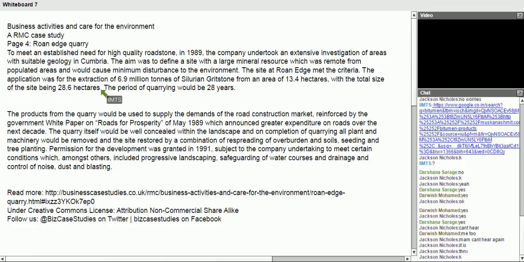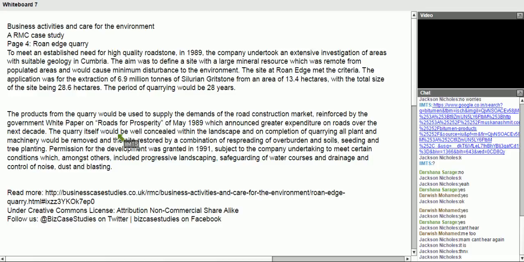The application was for the extraction of 6.9 million tons of Silurian gritstone from an area of 13.4 hectares, with the total size of the site being 28.6 hectares. The period of quarrying would be 28 years. The products from the quarry would be used to supply the demands of the road construction market, reinforced by the government white paper on roads for prosperity of May 1989, which announced greater expenditure on roads over the next decade.